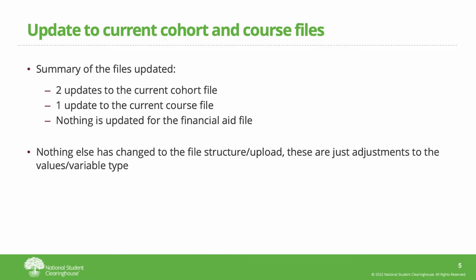One of the first things is we have done some small updates to the current cohort and course files. We've done two updates to the current cohort file and one update to the current course file. Nothing has changed in the optional financial aid file. These really are not related to anything structural about the file. It's truly just the values or variable types for three fields, two in the cohort file and one in the course file. So this is just saying that we're accepting different values or a different variable type for that. Let me go over each of those in turn and unpack that for you.